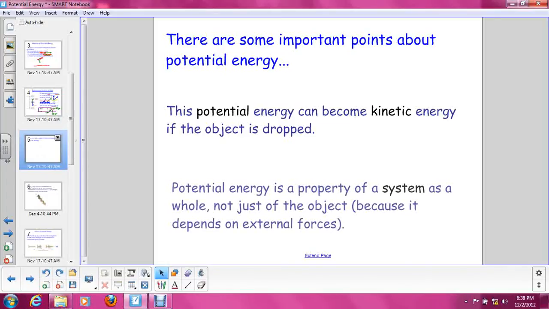And the other important point is that potential energy is a property of a system as a whole and not just of the object. If we were to look just at the skydiver and not worry about where the ground was, we really couldn't tell if they had any gravitational potential energy or not because we wouldn't have a height. We wouldn't have a reference from which to measure the height of that person. In order to calculate and talk about the gravitational potential energy that skydiver has, we really have to look at them in reference to the ground.